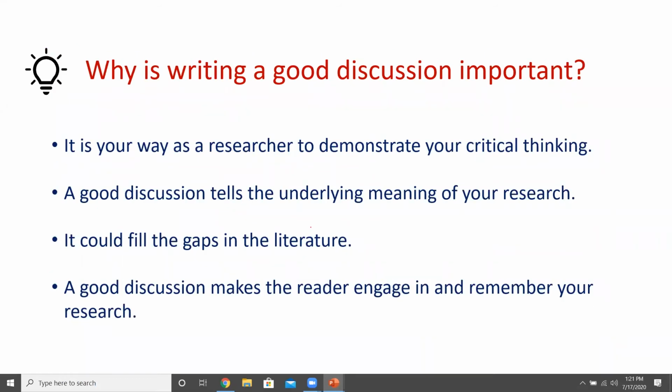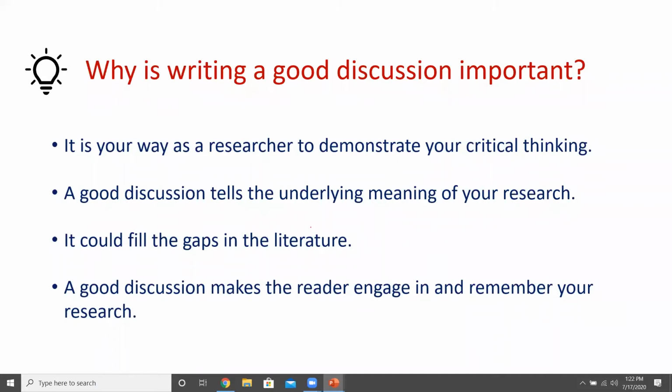Now, why is writing a good discussion important? Remember when I started this presentation, I said I believe the discussion part of the research paper is a very important part, if not the most important part of the research paper. Now, why am I saying this? Because in the discussion part, it is actually your way as a researcher to demonstrate your critical thinking. So imagine me reading the paper of, for example, Dr. X. I don't know who this guy is, but I'm reading his paper.